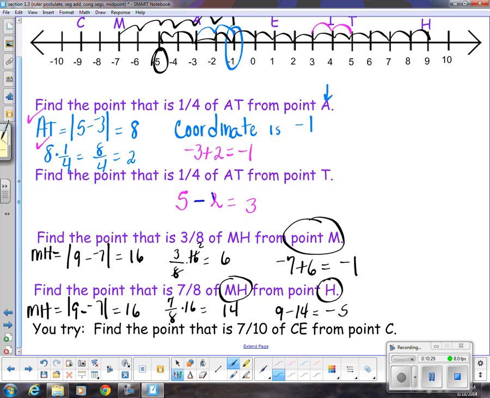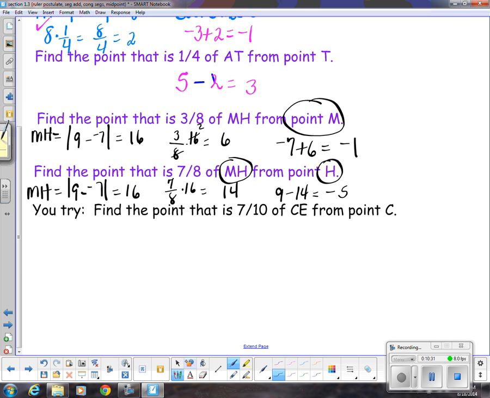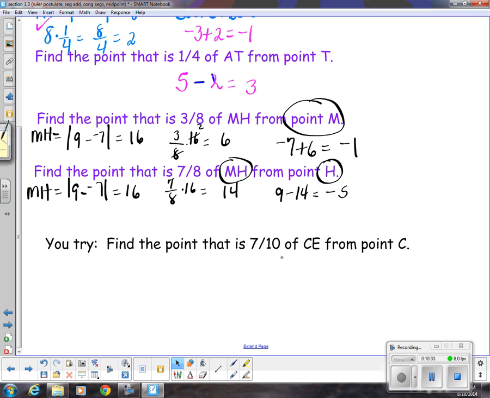All right, so now it is your turn to find the point that's 7/10 from C. So you need to pause me, you need to highlight this, and I need to see the work.